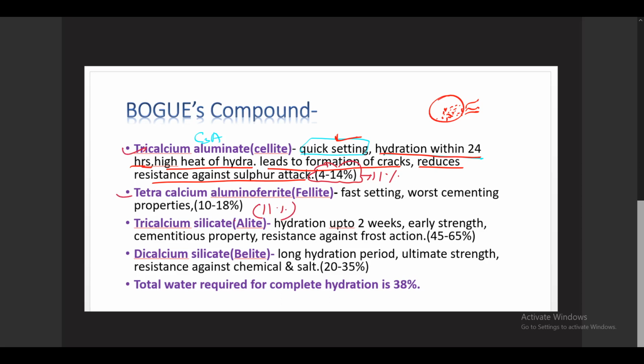The next one is the tetracalcium aluminum ferrite. It is also fast setting, but its role is actually negligible if we consider the reaction of this compound.